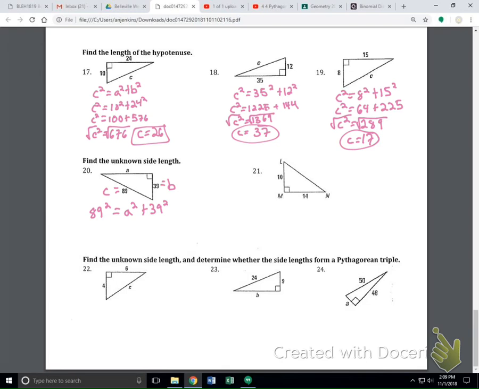89 squared is 7,921 equals A squared plus what's 39 squared? 1,521. We're going to subtract that to the other side. We end up with 6,400 equals A squared. Again, we're looking just for that A, so we're going to square root both sides. A equals 80.